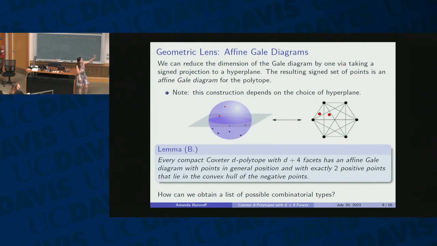They always have a form where they have points in general position with exactly 2 positive points, and these are in the convex hull of the negative points. And so these still record the combinatorial types. So now our goal is to go backwards from these affine Gale diagrams and try to classify what are the possible combinatorial types we could see for these Coxeter polytopes.